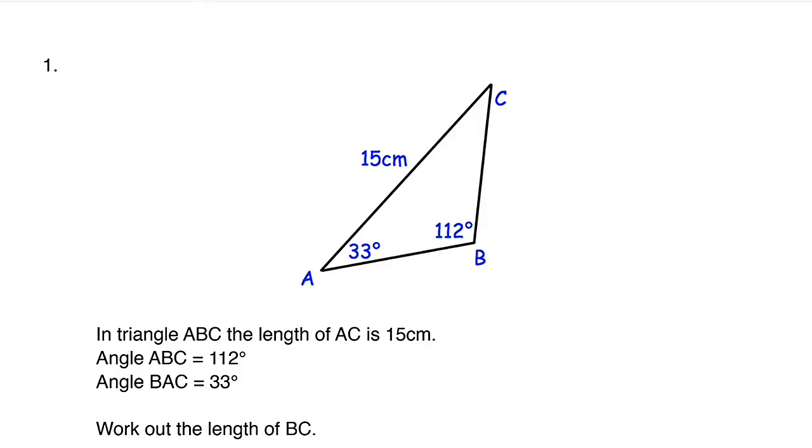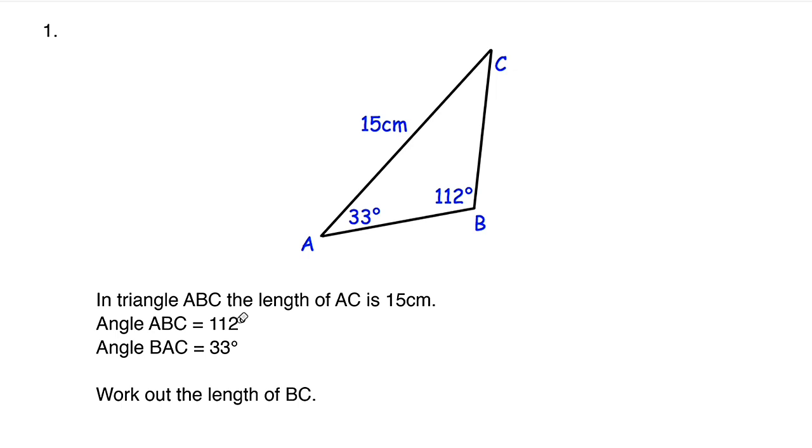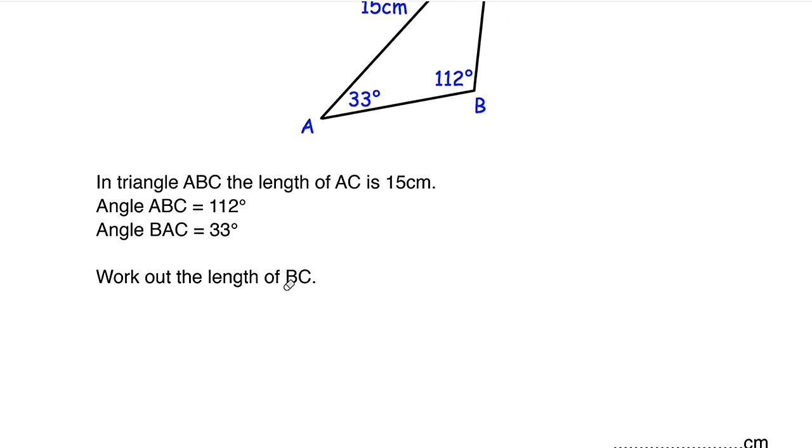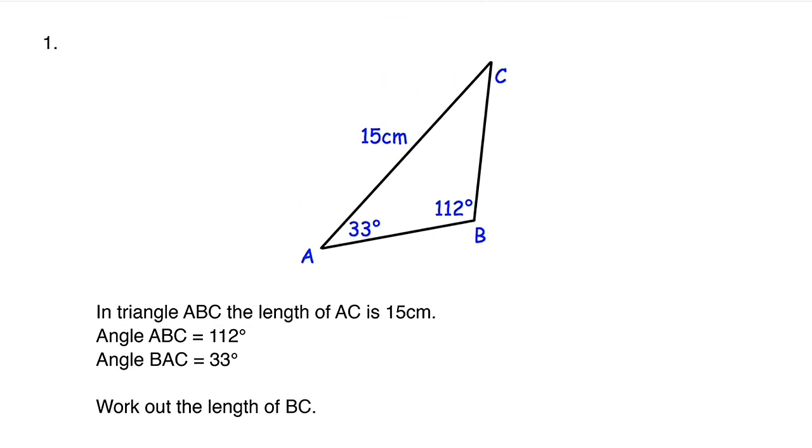We are given a triangle here. In the triangle ABC, the length of AC, where is AC? This is AC, is 15 centimeters. We are given angle ABC, which is 112 degrees. ABC, you can see that here. Angle BAC is 33 degrees. We are asked to find the length of side BC. Let me mark it. BC, let me call it X.